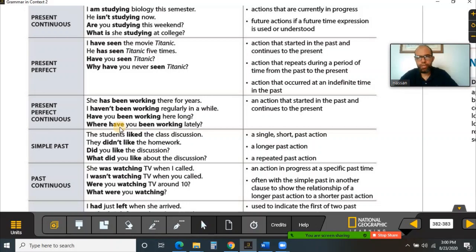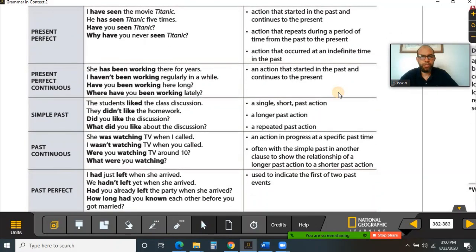Have you been working? Has she been living? Have the children been playing? Okay, yes they have. Yes he has. Yes she has. No, they haven't. Okay, this is for the present perfect continuous.